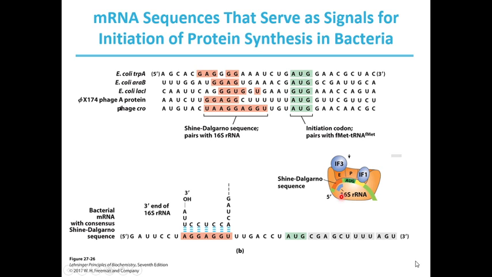And as shown here, this particular region of the 16S ribosomal RNA in the 30S ribosome subunit is this. And the blue colored lines are hydrogen bonds. And this is how the Shine-Dalgarno sequence is used to recognize and guide the initiation codon at the right site, and in this case, the P site.